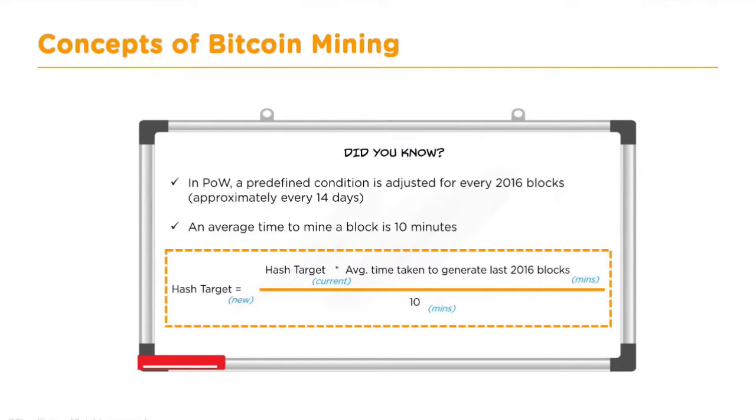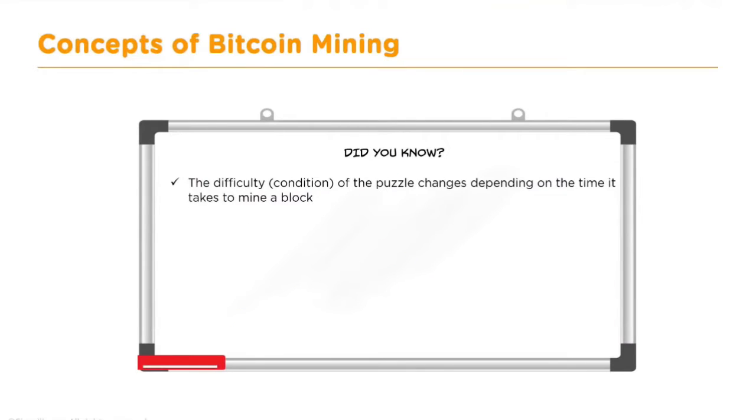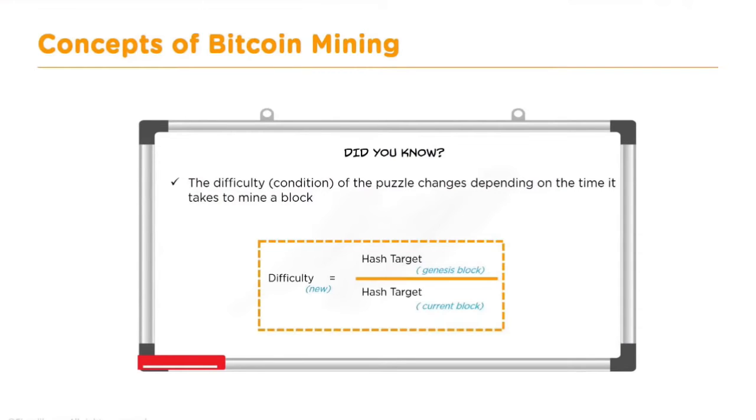So this is the representation. In order to keep the time frame for block generation within 10 minutes, the target keeps on adjusting itself. The difficulty of the puzzle changes, the target changes, depending on the time it takes to mine a block. So this is how the difficulty of a block is generated. It is the hash target of the first block divided by the hash target of the current block. This difficulty is changed after every 2016 blocks.